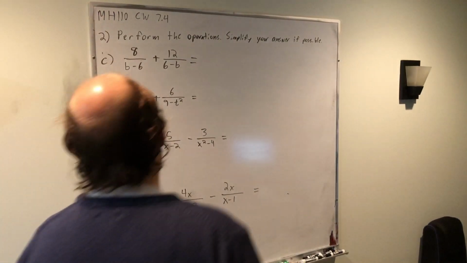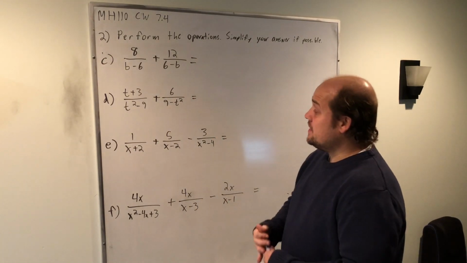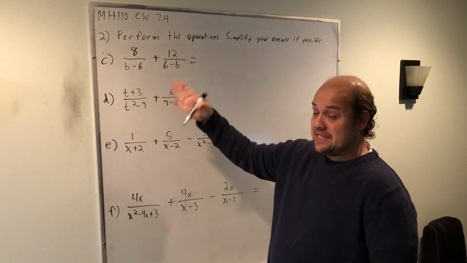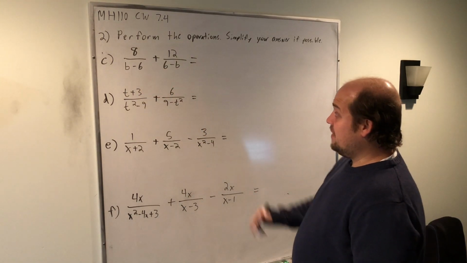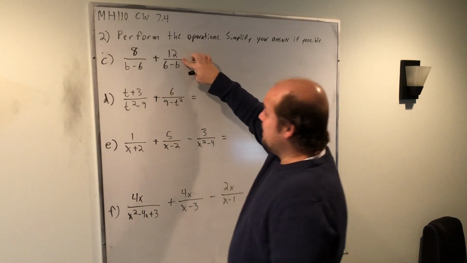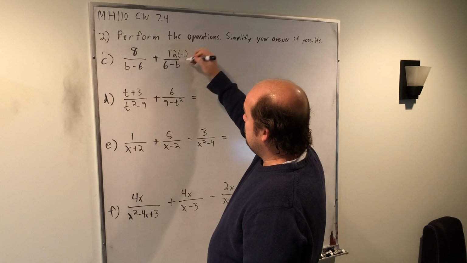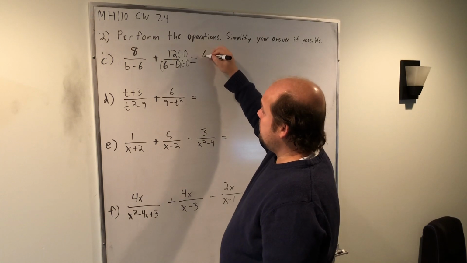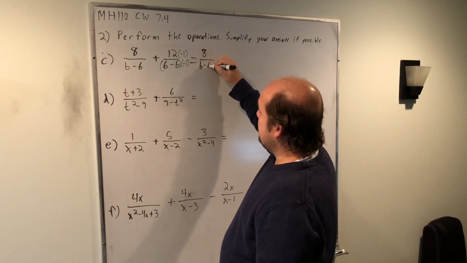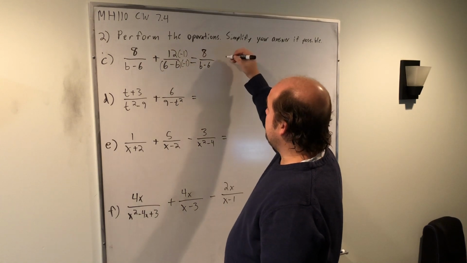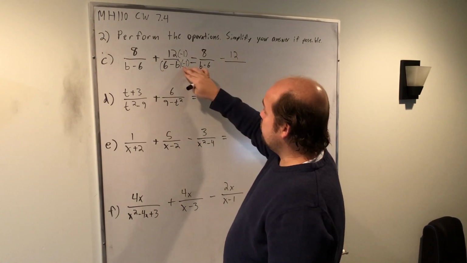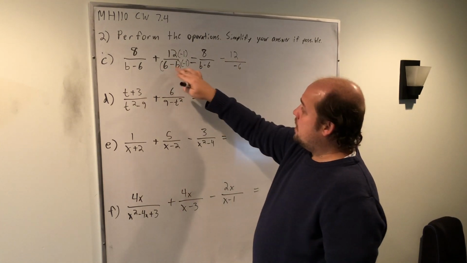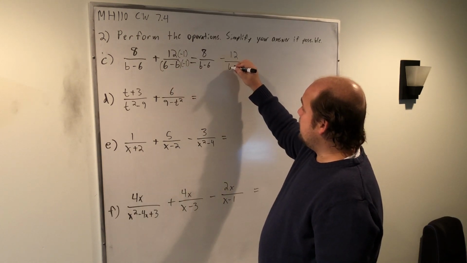Continuing on with these classwork problems, part C also is an instance where I just really am trying to recognize that this denominator and this denominator are the same except for a negative sign. So basically, if I multiply this fraction by negative 1 over negative 1, then what's going to happen is the first fraction stays the same, 8 over b minus 6. The second fraction, what used to be a positive 12, becomes minus 12. What used to be 6 minus b becomes negative 1 times a positive 6 is negative 6. And negative 1 times a negative b is positive b.